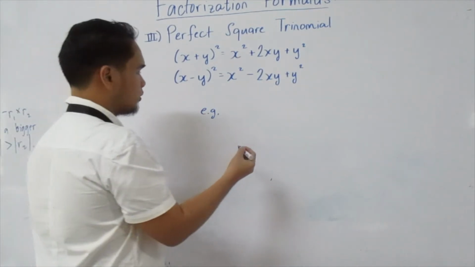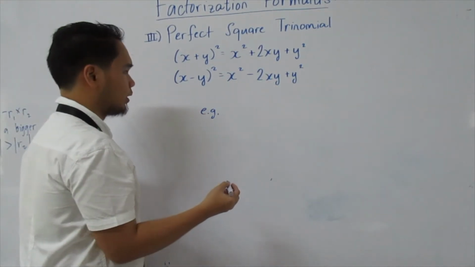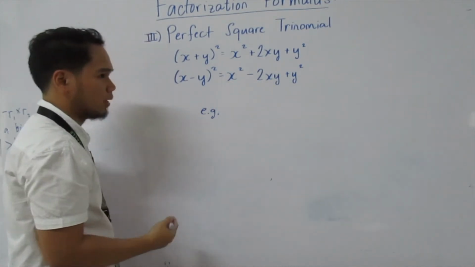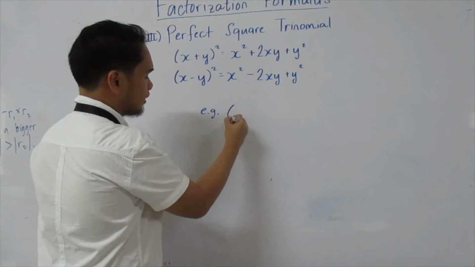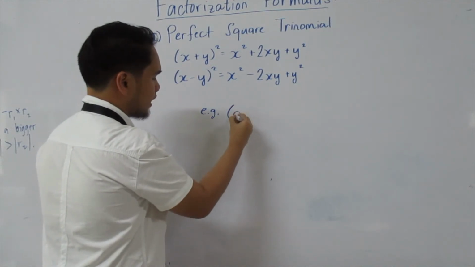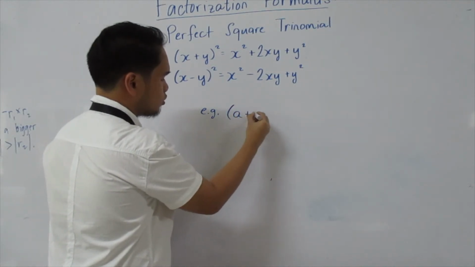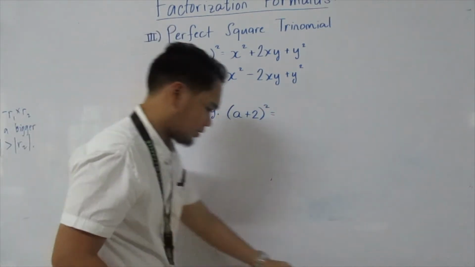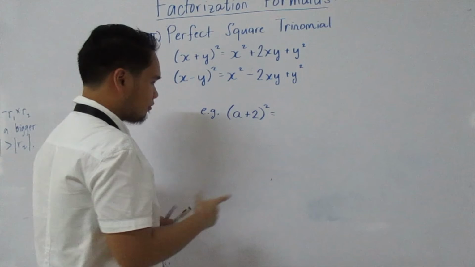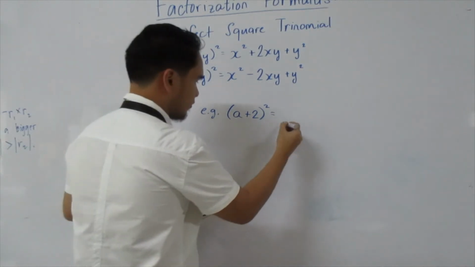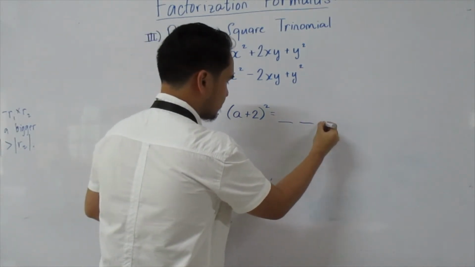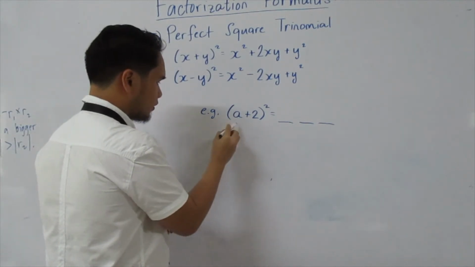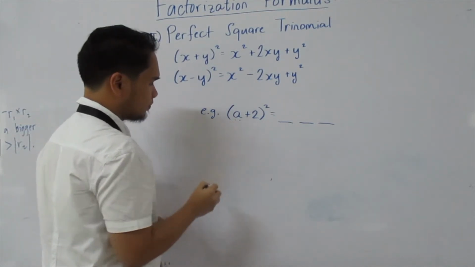So how do we do this? Actually, there's a shortcut of doing this. For example, if we're not going to follow the formula, say we have a plus 2 quantity squared. So what's the shortcut? We have 3 terms. You can imagine 3 terms, so we have blank, blank, blank. First up, a times a.